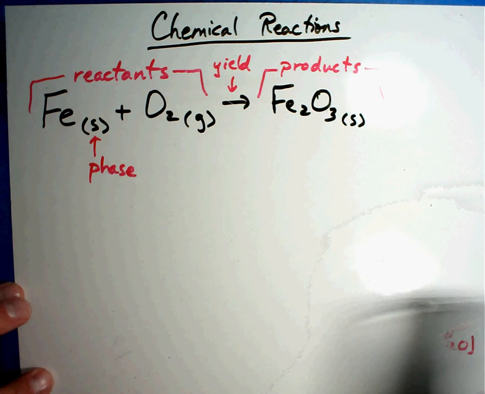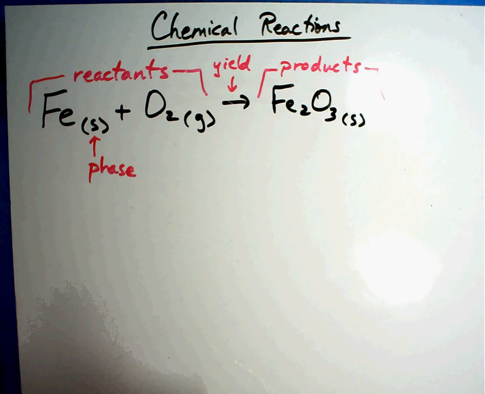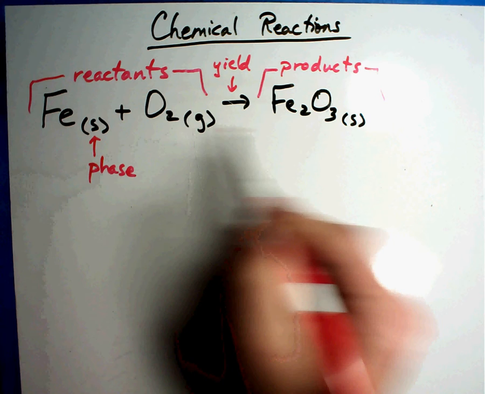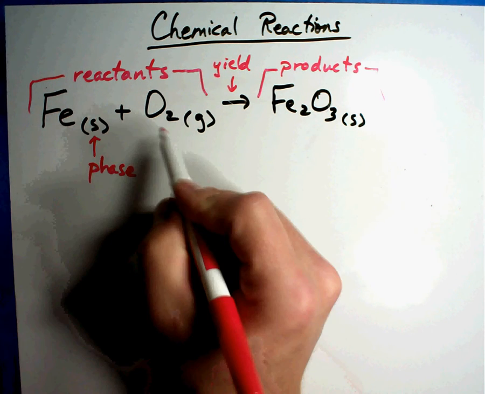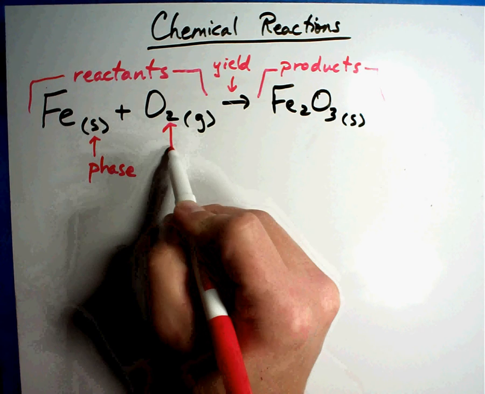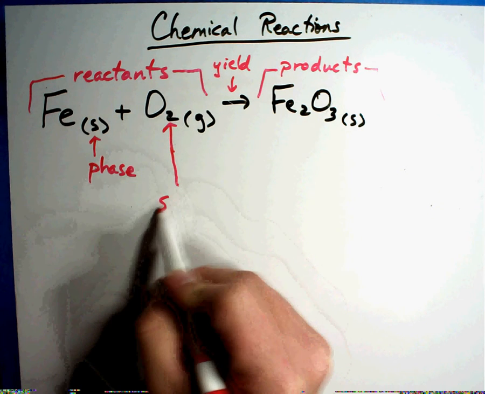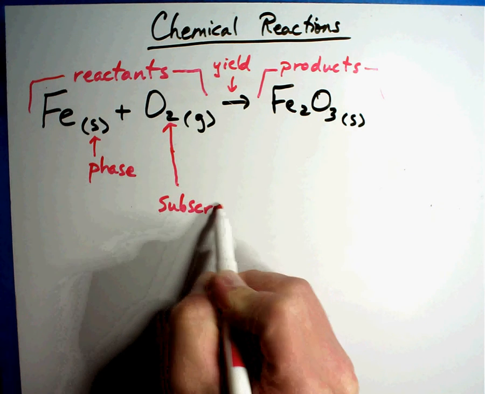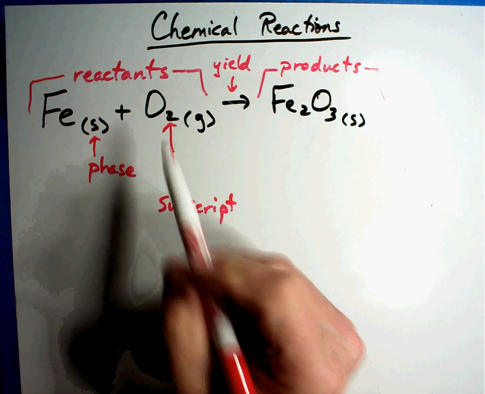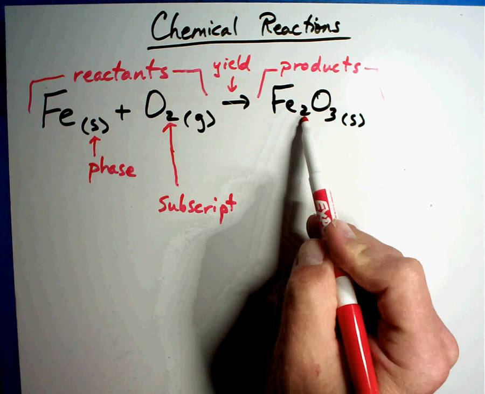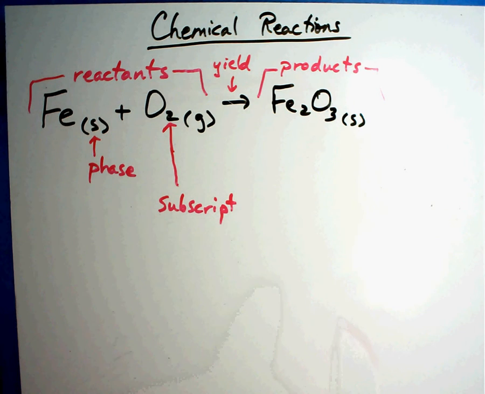All right, so let's label a little bit more. So we have phases: solid, gas, solid. Let's see, the next thing, these little numbers, I think I've given you this word before, but I'm going to go ahead and give it to you again. It's called a subscript. Anytime you have little numbers, they're called subscripts. So there's a 2 there, there's a subscript, there's a 2, and there's a 3. So those are all subscripts.